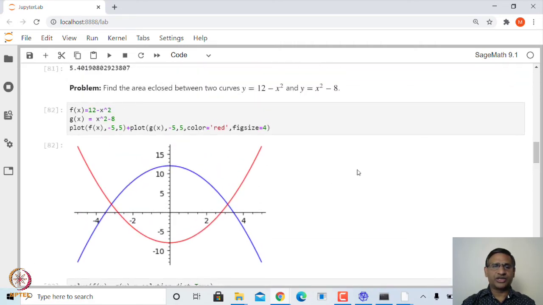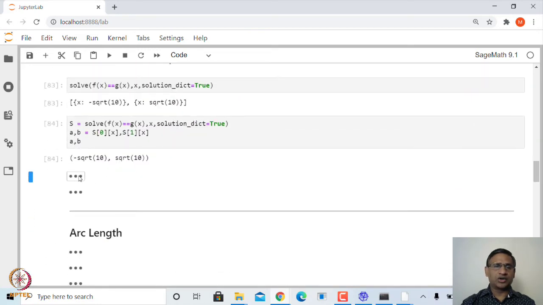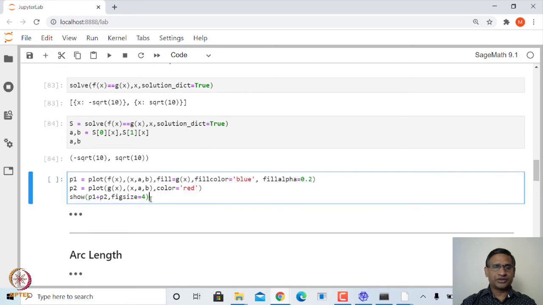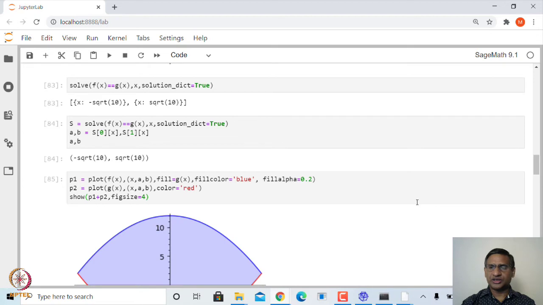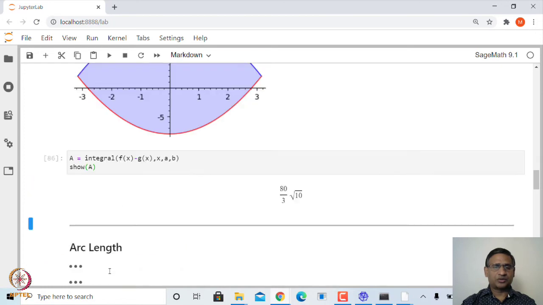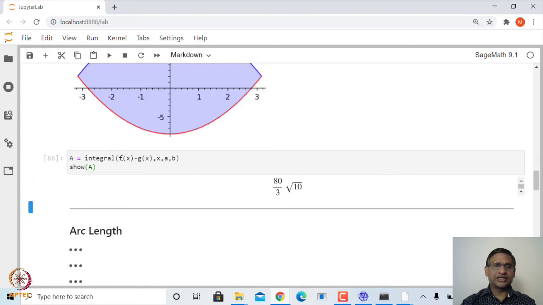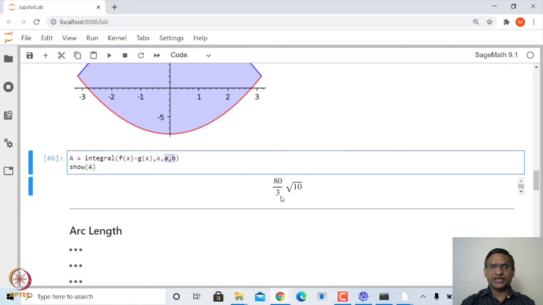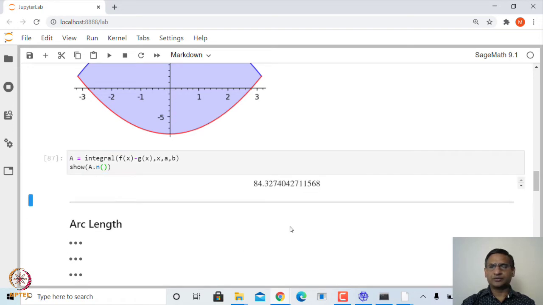Here in this case you can see the blue one, which is the graph of fx, is above the graph of gx in this region. Therefore, in order to find the integral, all we need to do is first plot the shading of the area between these two curves, and then to find the area, you simply need to take the integral of fx minus gx from a to b, and that integral is 80 upon 3 square root 10, right. If you want, you can use dot n, and this will give you the numerical value.